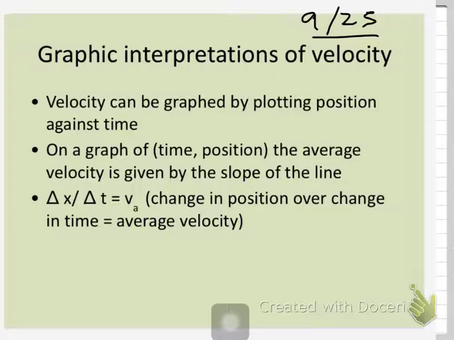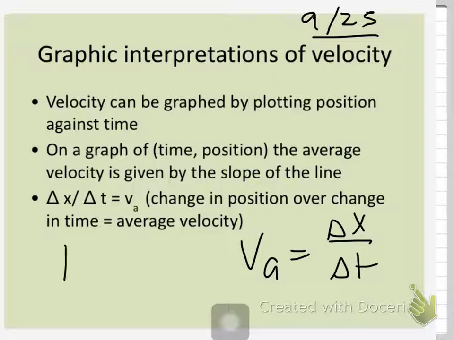Velocity can be graphed. You do a position time graph. Remember that V average equals delta x over delta t. On a position time graph, delta x, delta t, what does your slope give you? Velocity. So just like when you graphed circumference against diameter, your slope gave you, we hoped, pi. Here, the slope of that line is going to give you your average velocity.